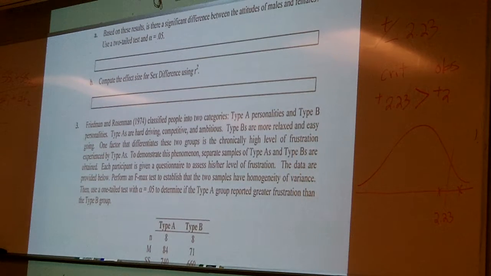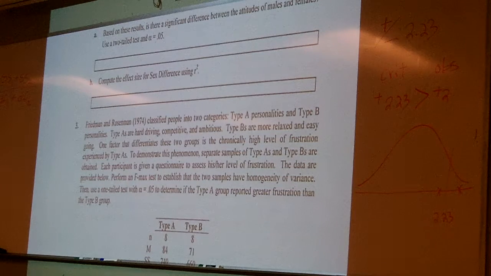Okay, so there's a bunch of data. The sample size for men is 6, the sample size for women is 9. The mean for men is 31. The mean for women is 45. The sum of squares for men is 490. The sum of squares for women is 680. We need to go through all the same steps that we just did to figure out if there's a significant difference in the attitudes of males and females. Two-tailed test, alpha 0.05.